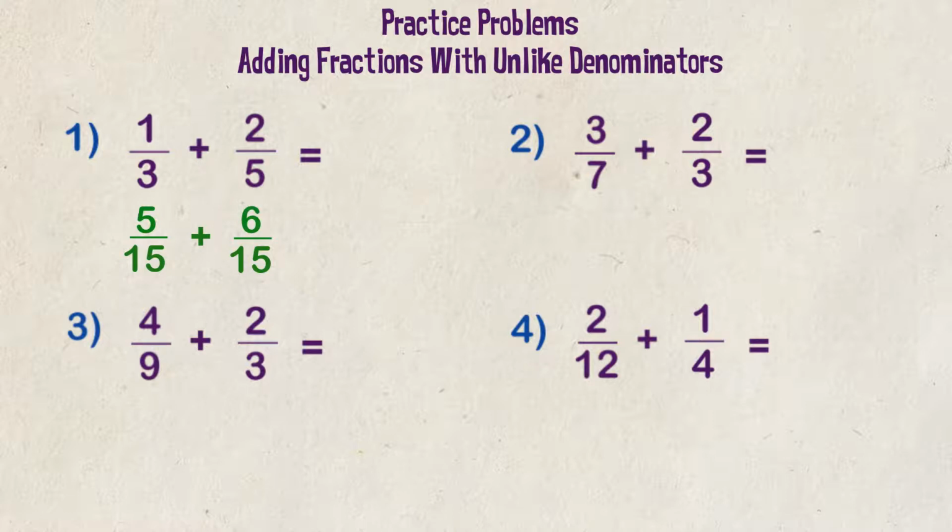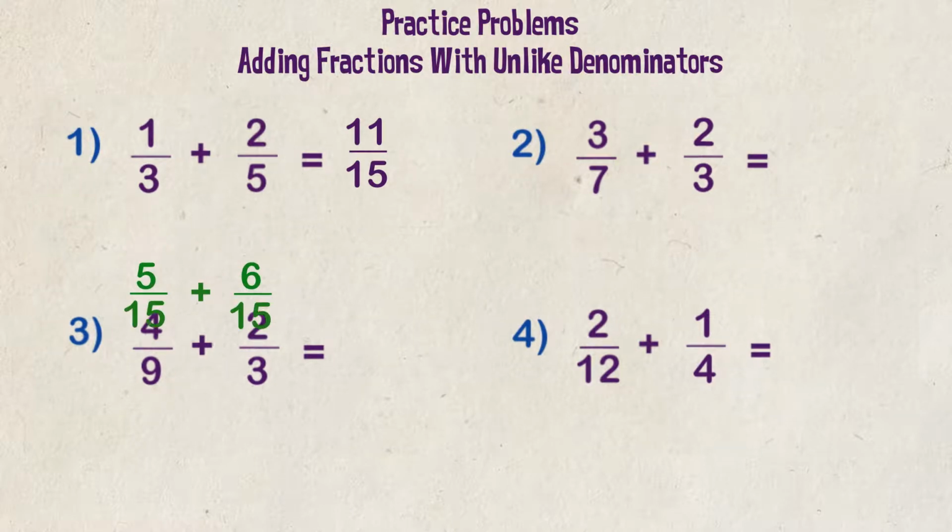Since both fractions now have the same denominator, we can simply add the numerators and simplify if needed. We add 5 plus 6 and we get 11. We put that over 15 and our answer of 1/3 plus 2/5 is equal to 11/15.